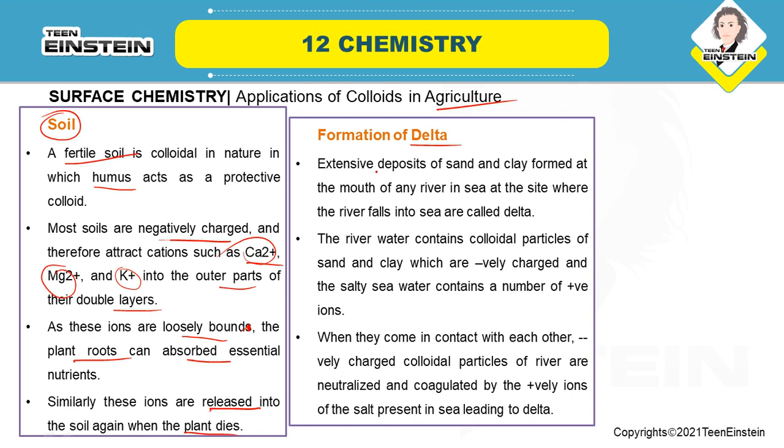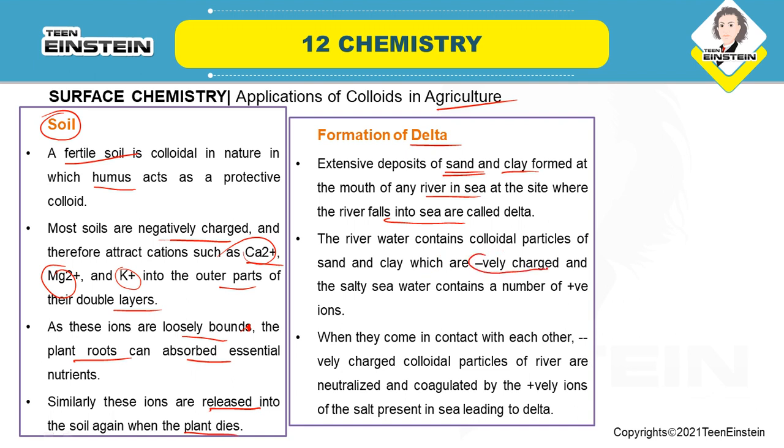It is an extensive deposition of sand and clay formed at the mouth of any river, that is, when the river meets the sea and falls into it, at that region this delta is formed. So this is basically deposition of sand and clay. Now why is it formed? Because river water mostly contains colloidal particles of sand and clay.